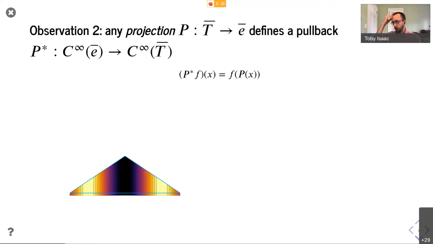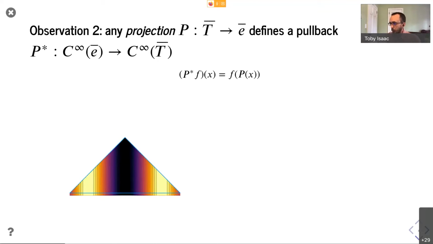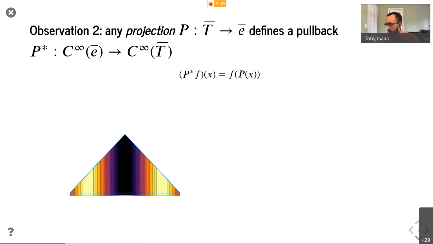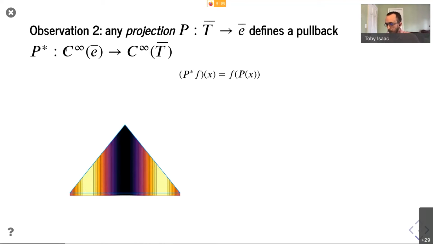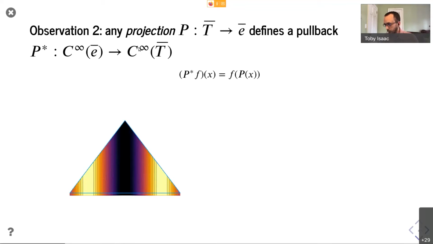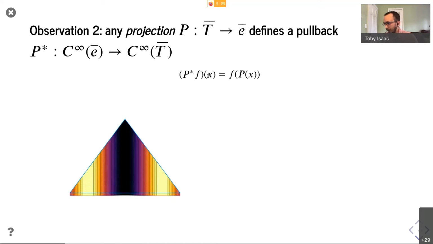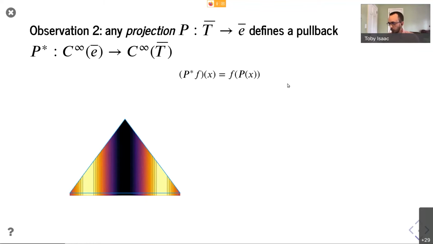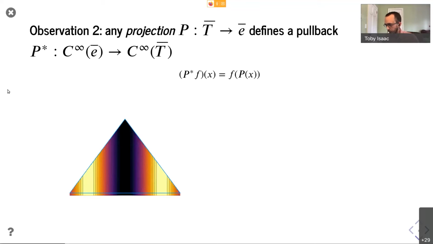Okay, observation 2 is that any projection operator that maps the closure of the triangle to the closure of the edge is going to define a pullback. So a mapping from smooth functions on the closure of the edge back to smooth functions on the closure of the triangle, simply by evaluating the pullback at x by evaluating little f at the projected point, right? So this is a pretty basic operation, and shows up all the time in the analysis of finite element methods.